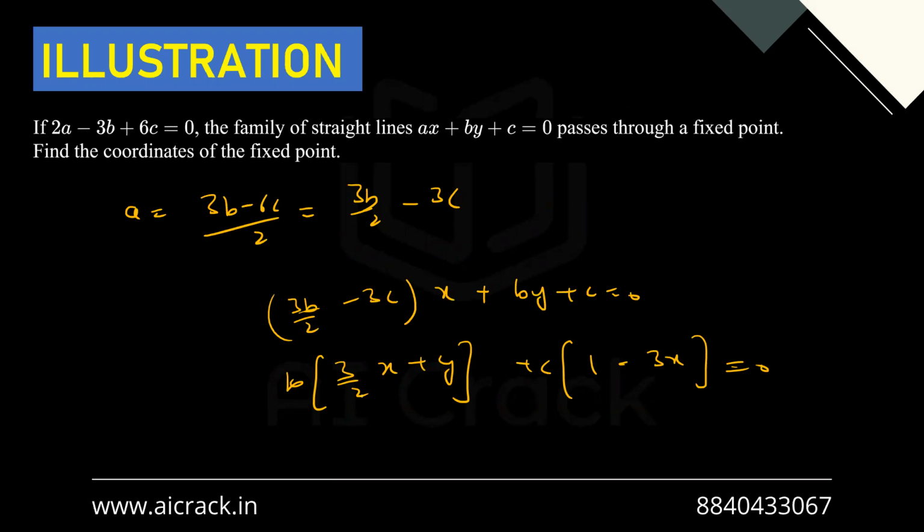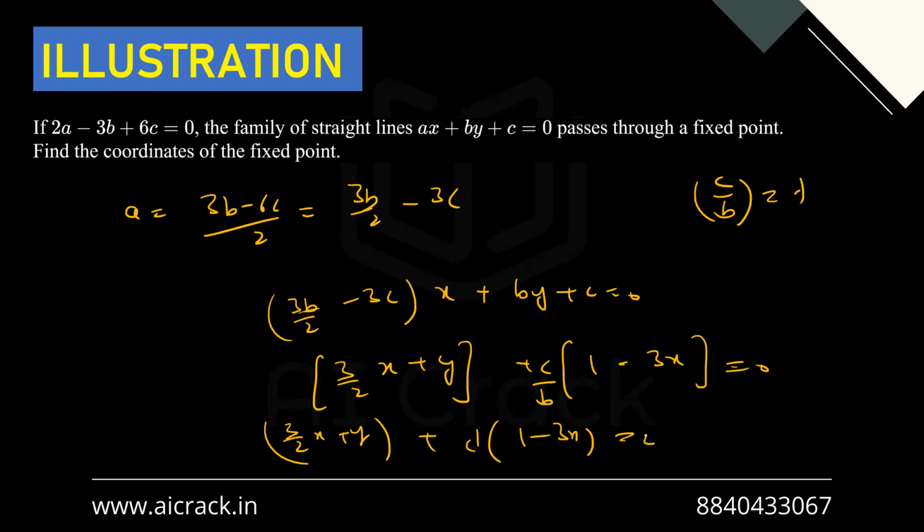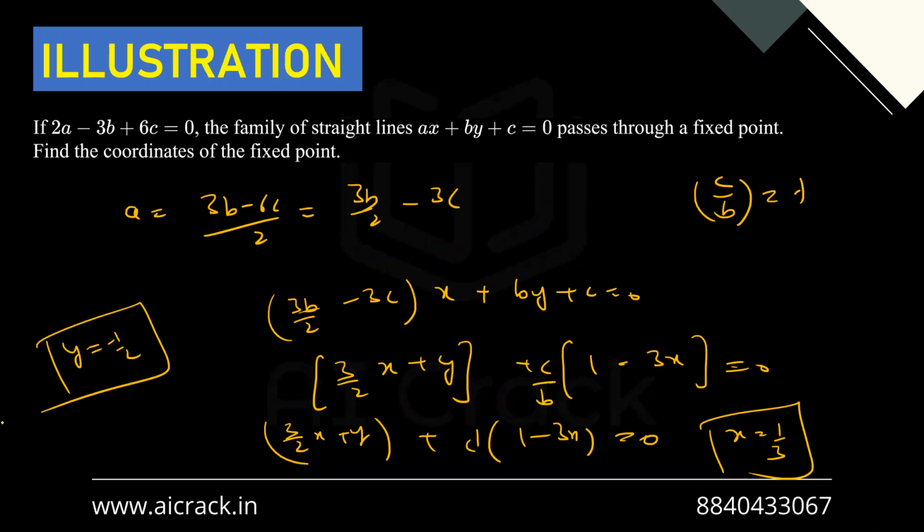Now if I divide this entire equation by b, then that becomes c by b, and I can call c by b equals lambda, right? So that becomes 3 by 2 x plus y plus lambda times 1 minus 3x equals 0. So basically that gives me x equals 1 by 3. And also if I plug in this value over here, 1 by 3, I'll be getting y equals minus 1 by 2. So this is the point through which this family of lines is passing.